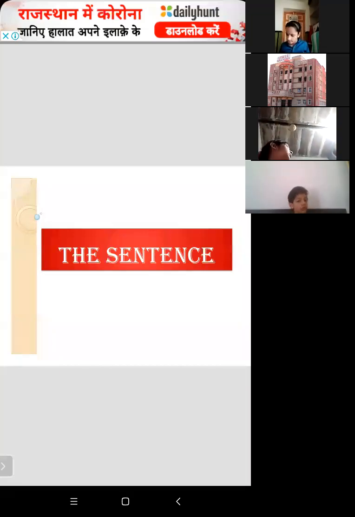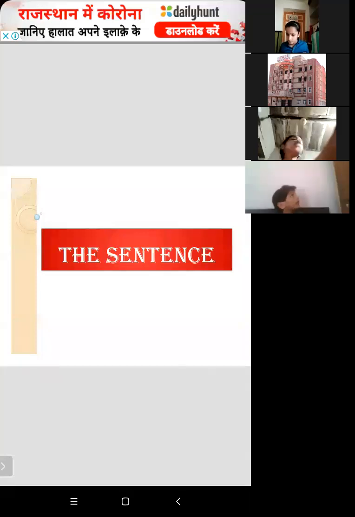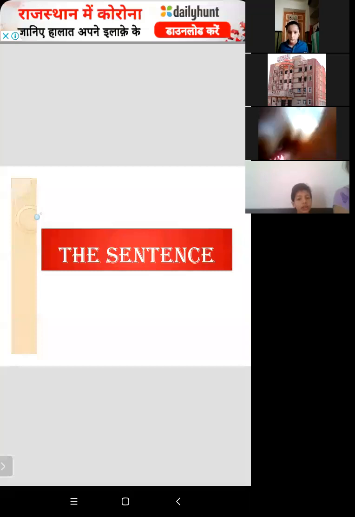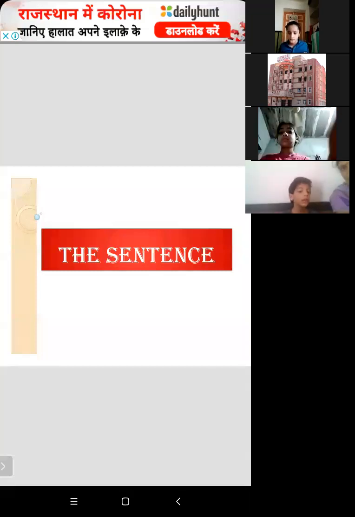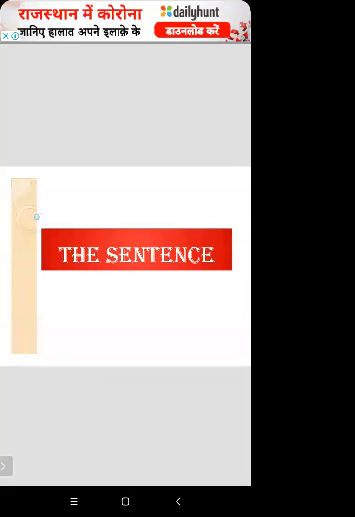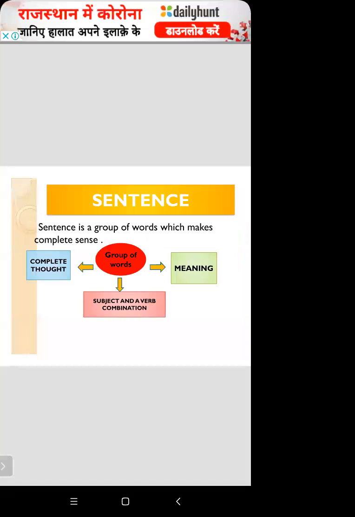So now any group of letters is not a word. कोई भी जो group of letter होते हैं वो केवल word नहीं होता. A group of letters that makes a sense is called a word. जो हमको sense बताते हैं वो क्या कहलाते हैं? As a word. In the same manner, a group of words which make complete sense is called a sentence.